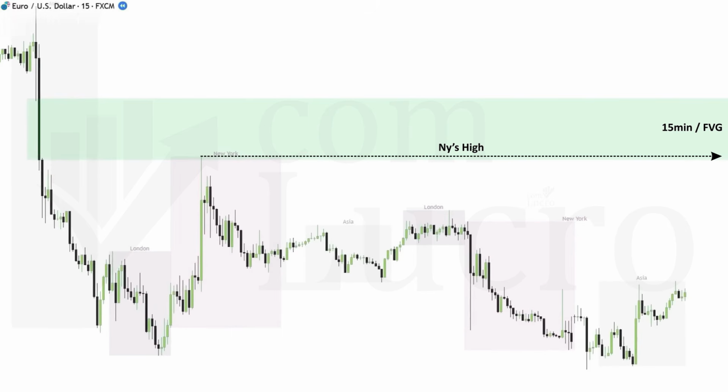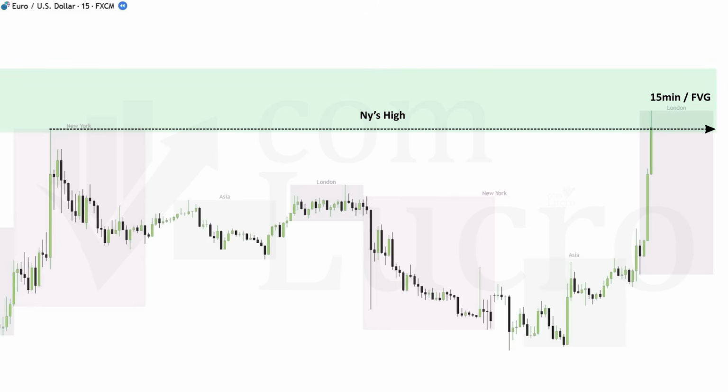At this stage, all the required conditions for this setup are already in place. We have an unmitigated bearish higher timeframe fair value gap, along with a key buy-side liquidity level formed by the New York high sitting directly beneath it. This means the setup is fully aligned. From here, the next step is straightforward. We wait for price to sweep the New York high, tap into the higher timeframe fair value gap, and then reject back below the range.